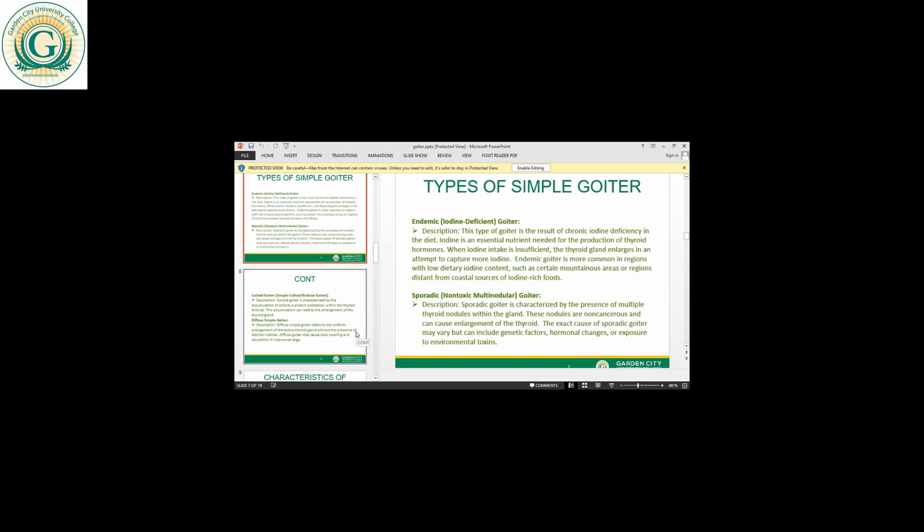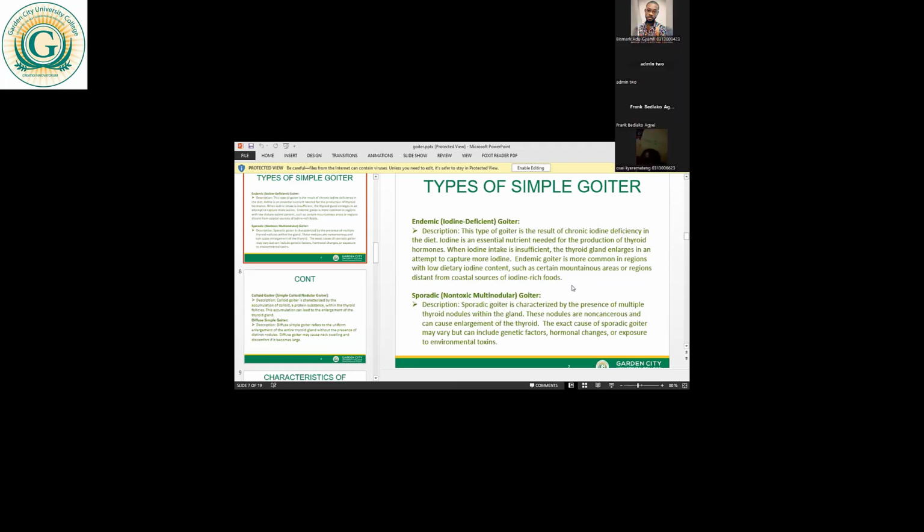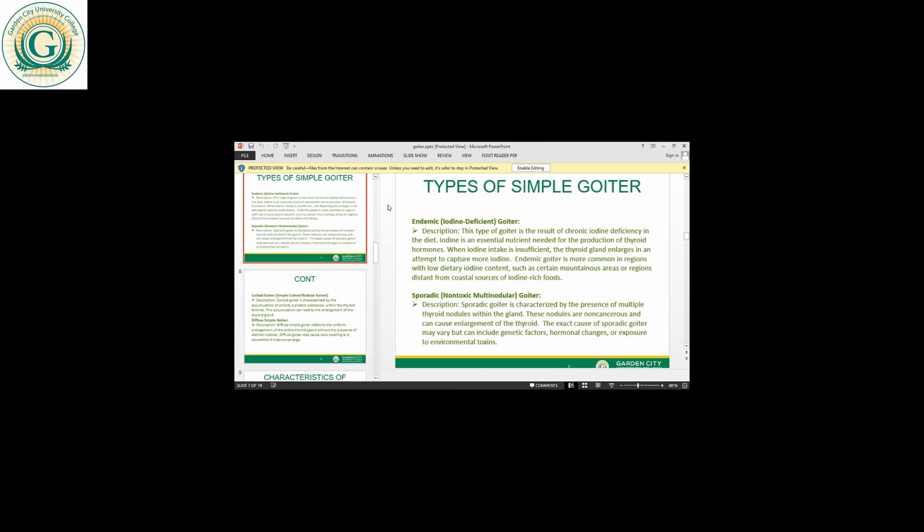Okay, so quickly we'll talk about the second type, that is sporadic goiter. Sporadic goiter is characterized by the presence of thyroid nodules. And what about thyroid nodules? It's actually an overgrowth of cells found within the thyroid gland. These nodules are non-cancerous and can cause enlargement of the thyroid. The exact cause of sporadic goiter may vary, but can include genetic factors, hormonal changes, or exposure to environmental toxins.